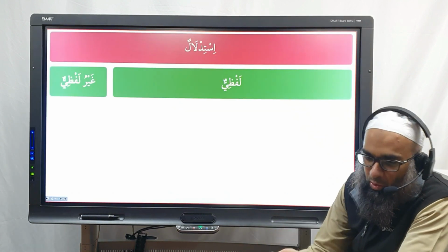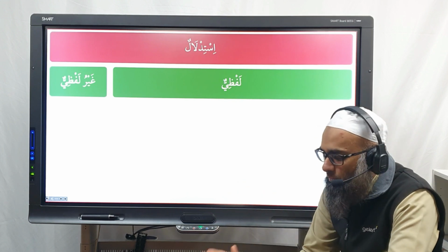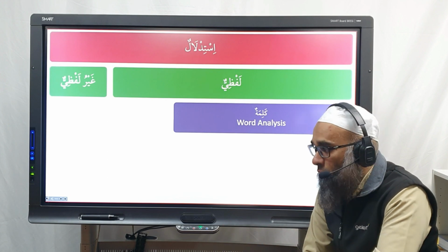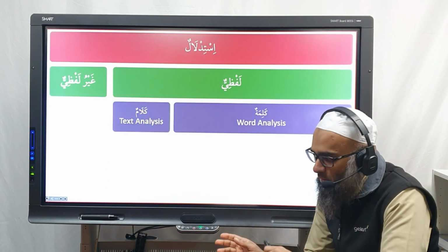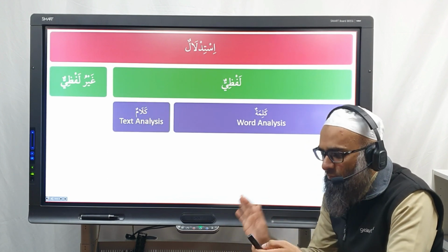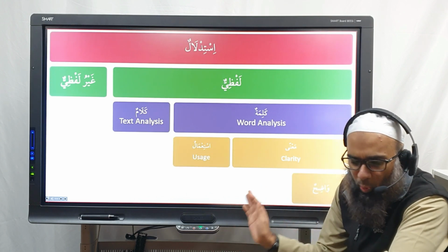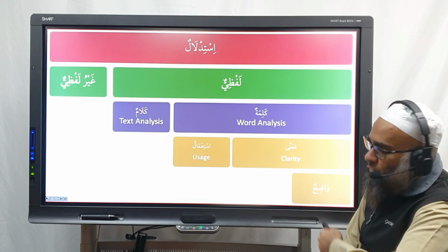Okay, so quick recap. We're doing istidlal, we're deriving the words, we're doing istidlal lafzi, and istidlal ghayr lafzi will come up in a later unit. We analyze the words individually, and we analyze the sentence collectively. Individually, we're going to have the meaning and the usage. In the meaning we have واضح and غير واضح. It's either the meaning is known or the meaning is not known.